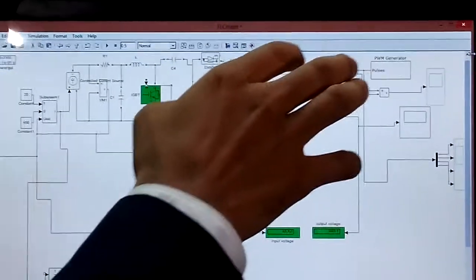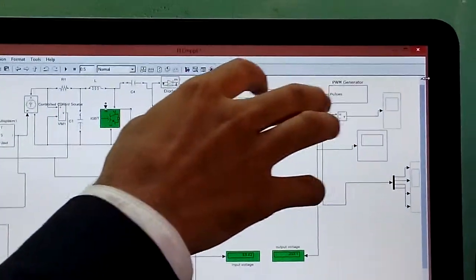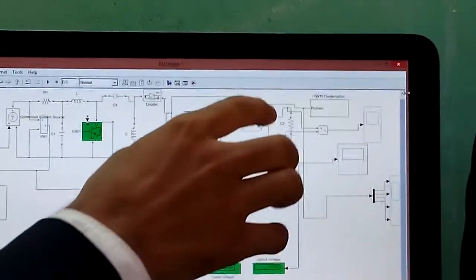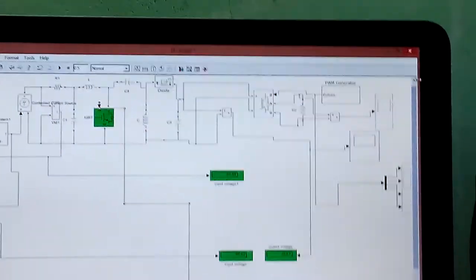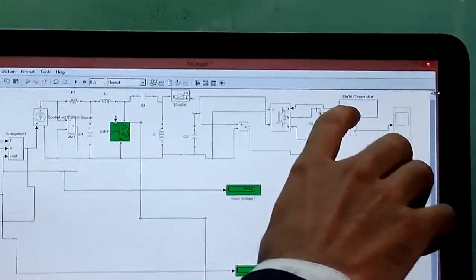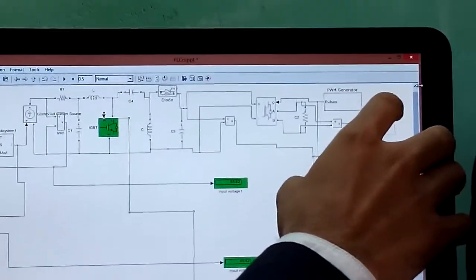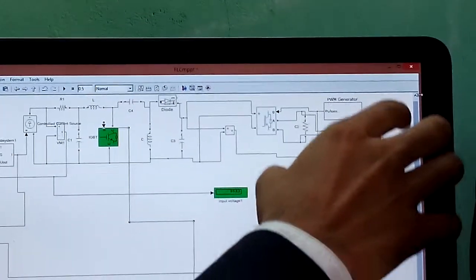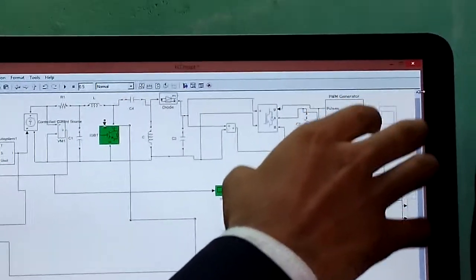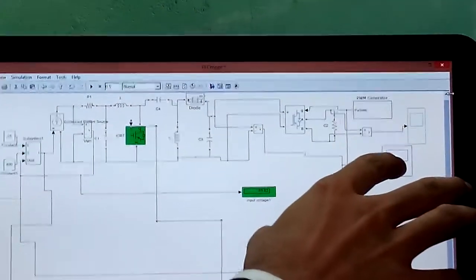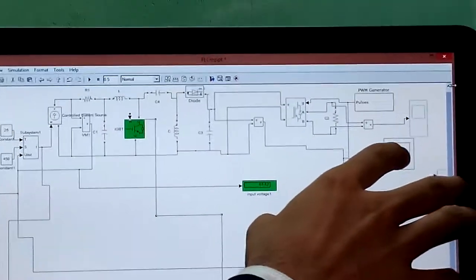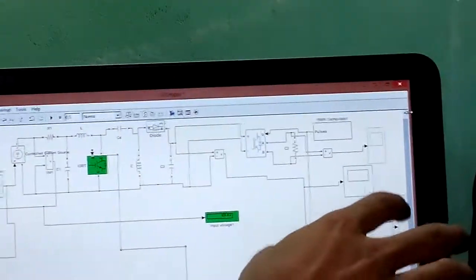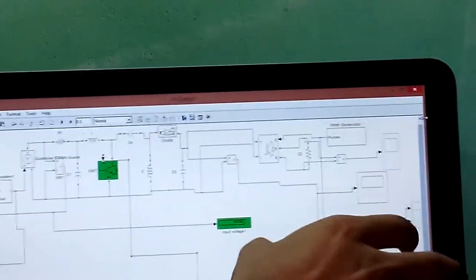This is our inverter. It is made up of four MOSFETs. In this, the PWM generator will be connected, and it will directly give the output. This scope is giving the output for AC. This probe, this scope will give the output for AC, and this is our DC output probe or scope, and this is our PWM generating output.